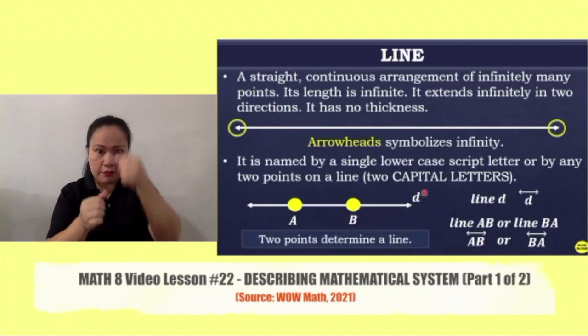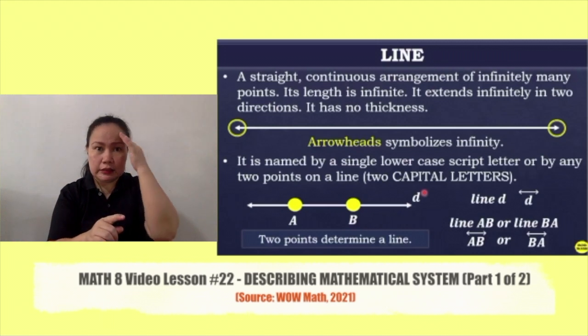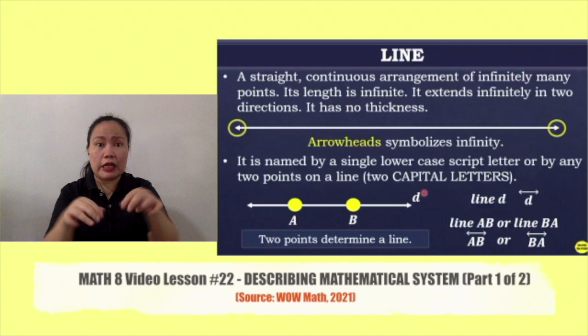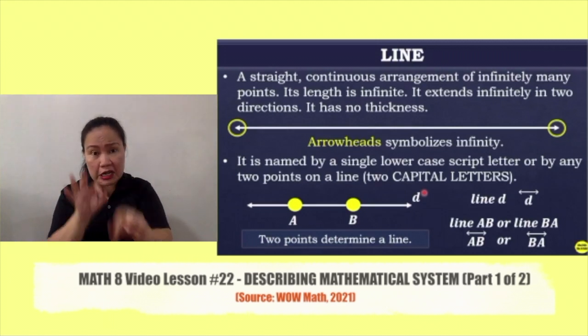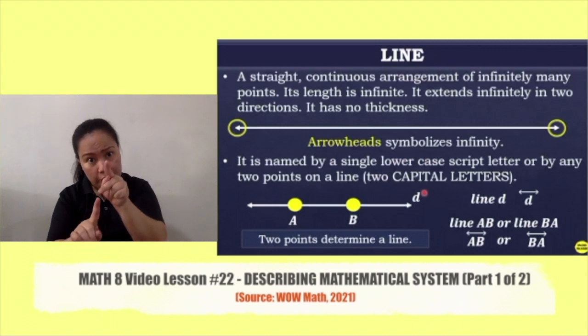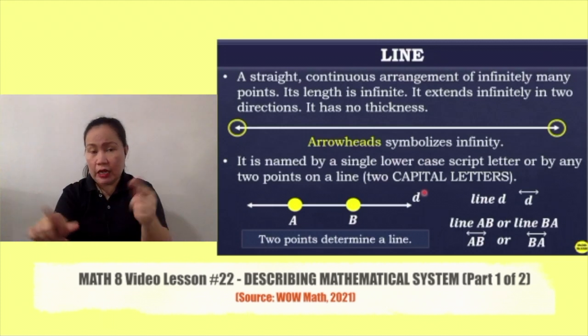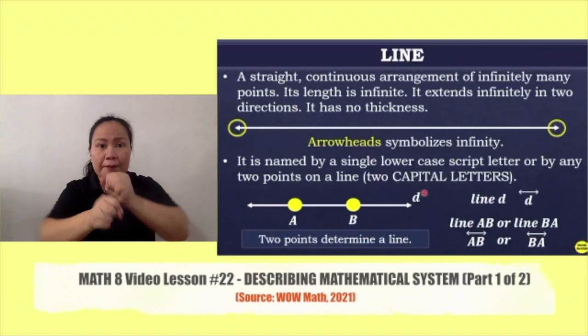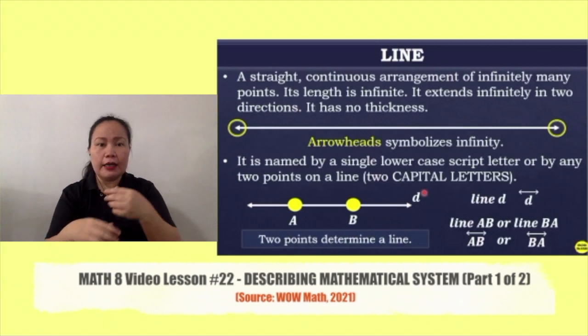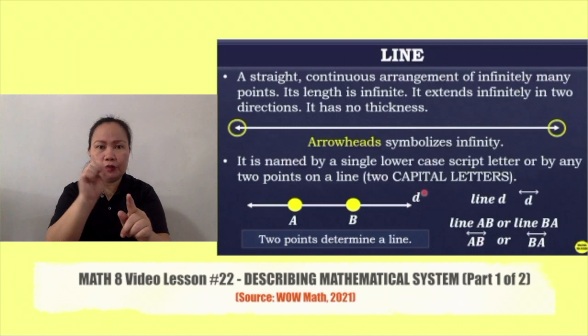So, always remember that 2 points determine a line. So, for us to have a line, you must have at least 2 points. Kasi pag yan single point lang, wala ka mabubuong line doon. Kasi, point lang siya. Okay? Pero pag nagkaroon ka ng 2 points, pag kinonect mo yon, makaka-form tayo ng line. That's why 2 points determine a line.